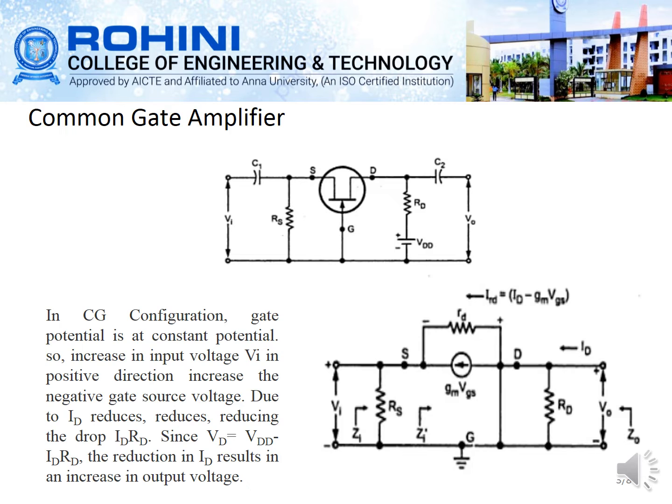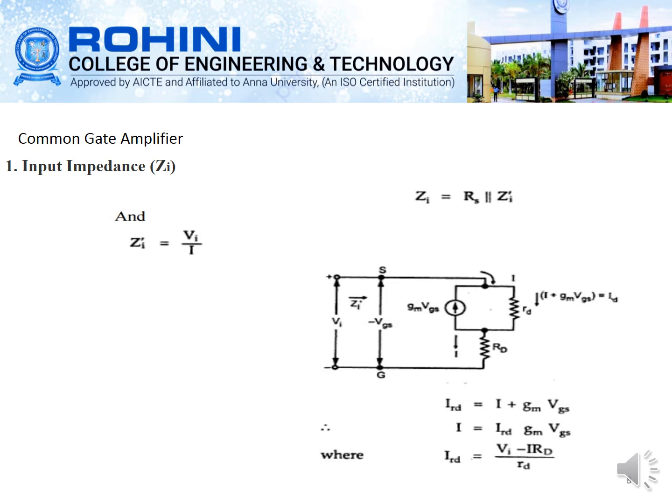So VI, RS, then RD, gm into VGS. Since this current is flowing from the drain to source, you can identify the current direction along the drain to source, which is gm into VGS, RD, and here is V0. Next, we are going to calculate the input impedance, output impedance, and voltage gain. We know the input impedance ZI dash is equal to VI divided by I. So here we write ZI is equal to RS parallel ZI dash.